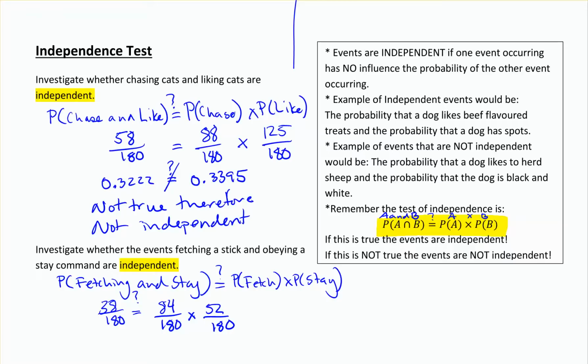So if we plug it into our calculator, we get 0.2111 for the probability that they both fetch and stay. And here, timesing those two fractions together, you get 0.1348. So again, we see that this is not true. So not independent events.